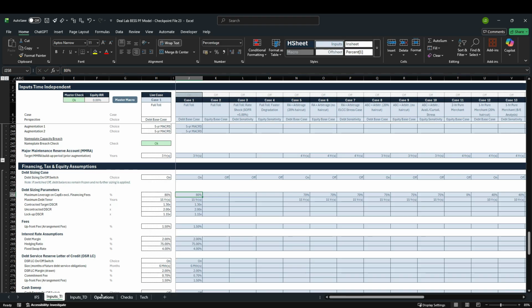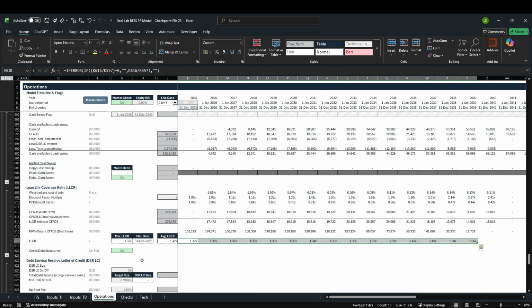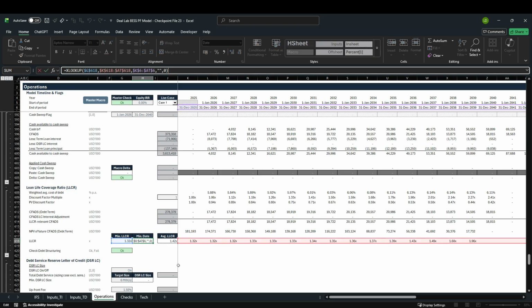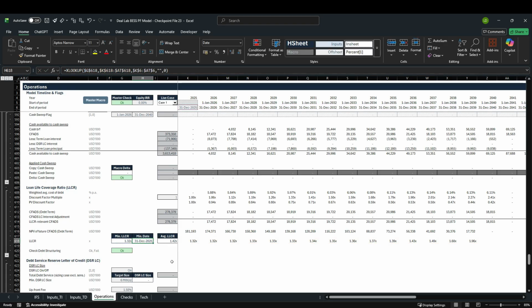Hit the master macro again, move over to the operations sheet. You will also notice that our min LLCR is given right here as well, and the min date when that min LLCR occurs is also calculated with an XLOOKUP. Great. All right, guys, this was it for the LLCR.